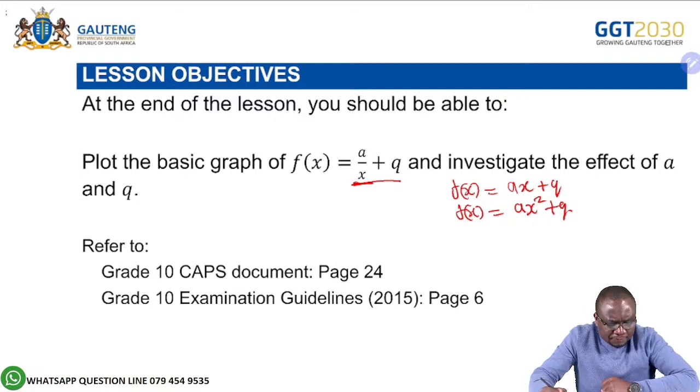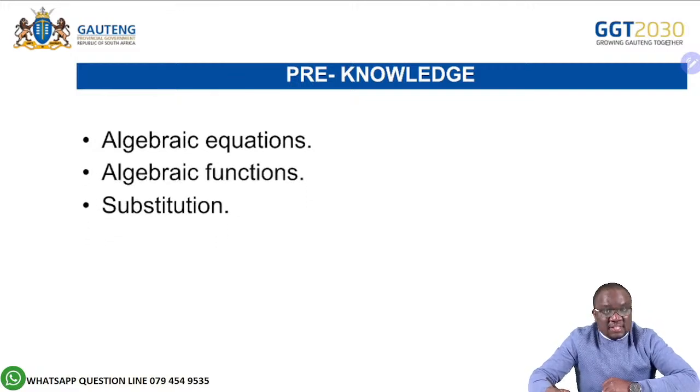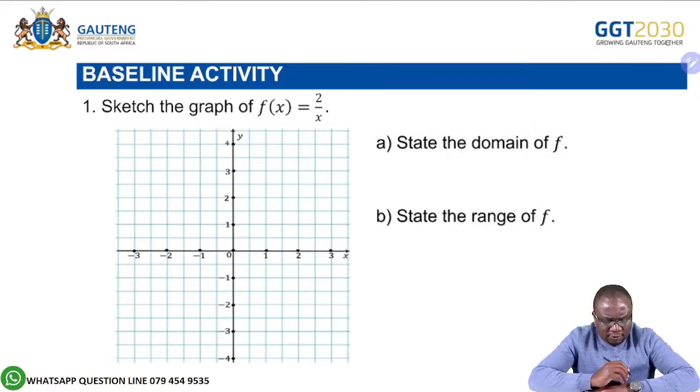Right. Now, we did algebraic equations, algebraic functions, and substitution. We're going to use these a lot in today's lesson. Before we move any further, grade 10s, I want us to do a baseline activity. I want you to sketch the graph. Don't use the table, just sketch using your a there, which is 2. f of x equals 2 over x. With that a value, you must be able to sketch a graph correctly.